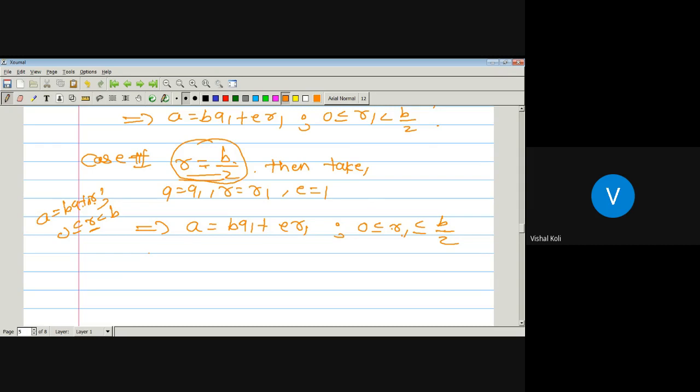So from cases 1, 2 and 3, A is equal to BQ1 plus ER1, where 0 is less than or equal to R1, and which is less than or equal to B by 2, and hence the result.